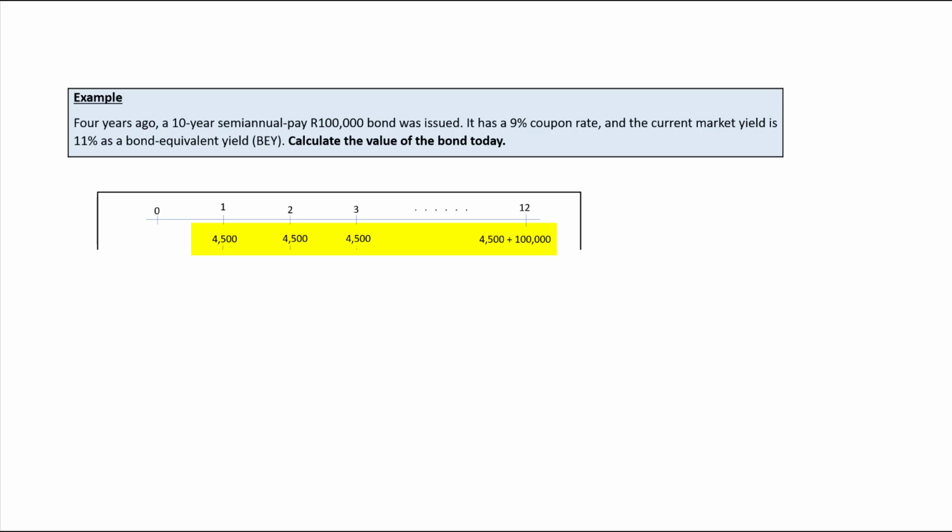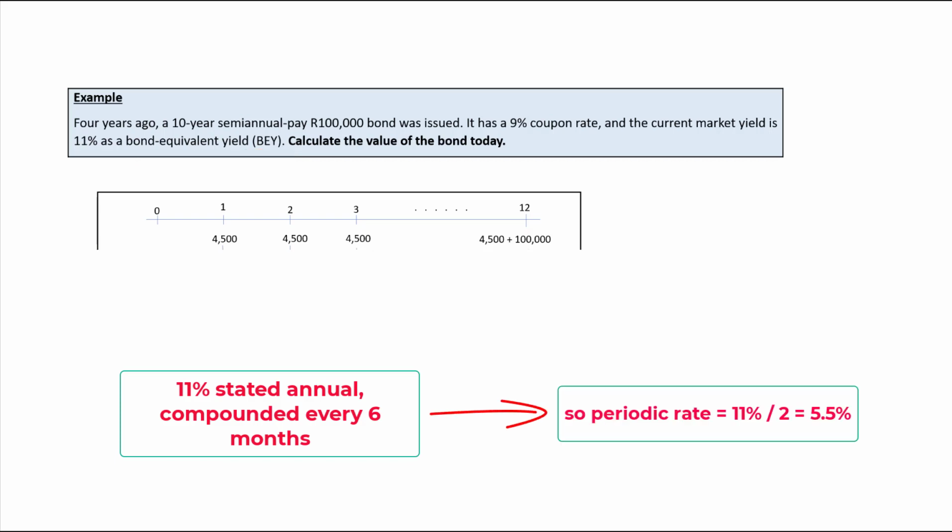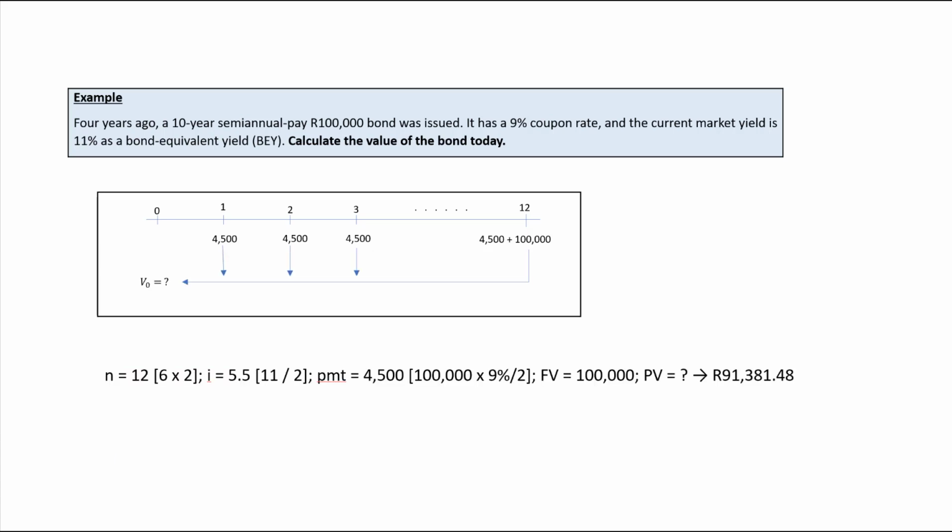Finally, you are aware that the bond equivalent yield is a stated rate compounded semi-annually, so the per 6-month rate is 11% divided by 2, or 5.5%. Plugging these numbers into your financial calculator enables you to determine the bond's current Rand value.